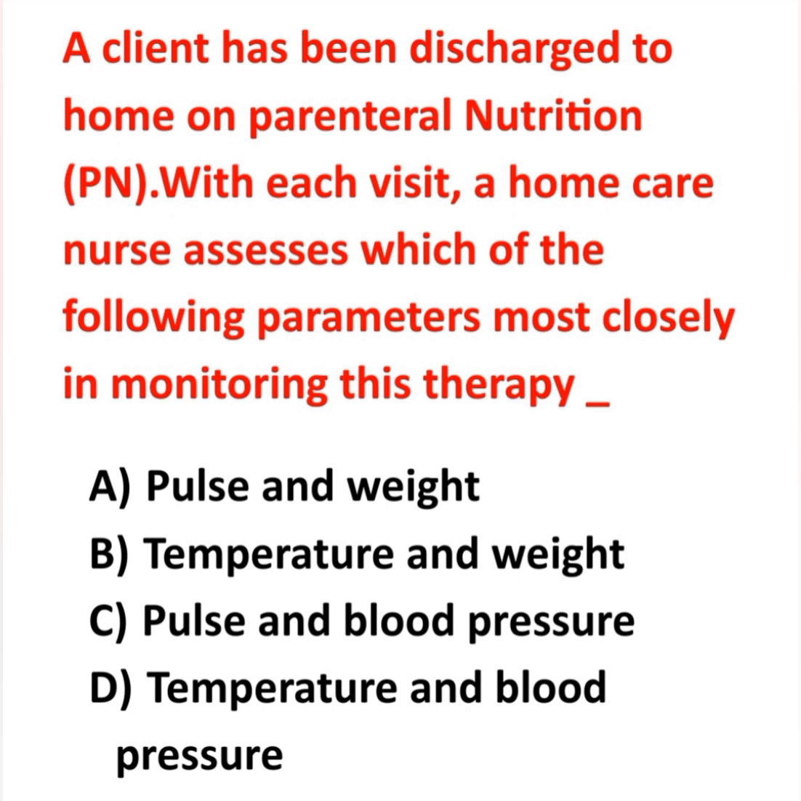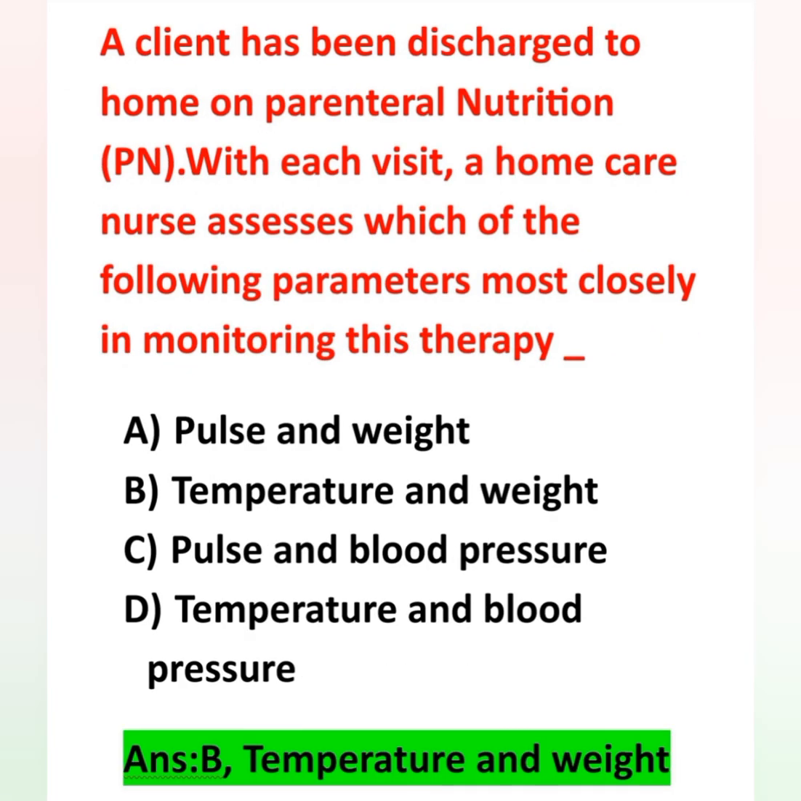Why temperature? If there is any variation in temperature, that indicates infection; if temperature is high, if fever, it indicates infection. So to determine that, they should monitor temperature first, and also client weight. Why weight? To understand the effectiveness of the nutritional therapy and also to detect hypovolemia. The remaining options, pulse and blood pressure, are all important, but typically for parenteral nutrition the home care nurse must monitor temperature and weight. So option B is correct.